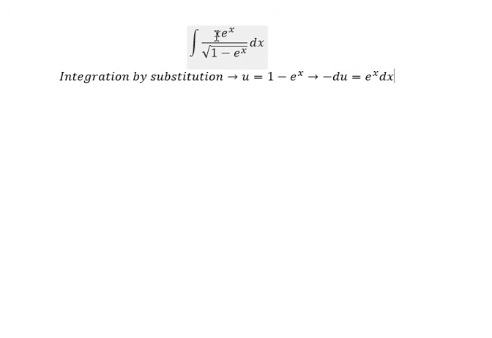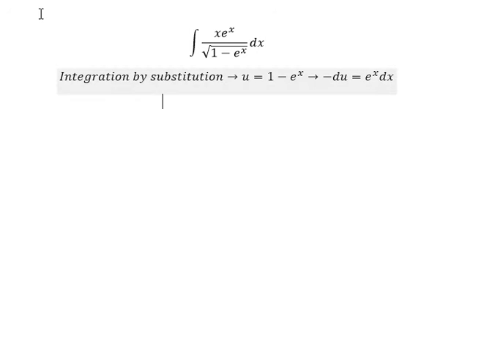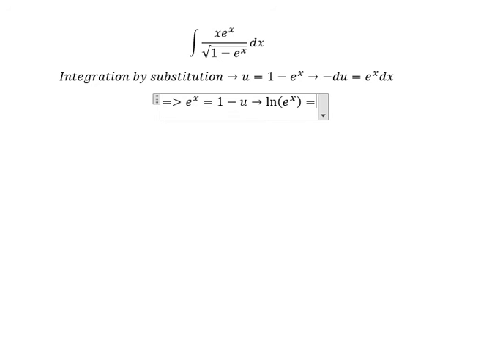Next, we need to find the value of x in here. So we will use this equation. e to the power of x equal to 1 minus u, and we use ln, the natural log, in here, and that should be ln of e to the power of x equal to ln of 1 minus u. This one you will get x.